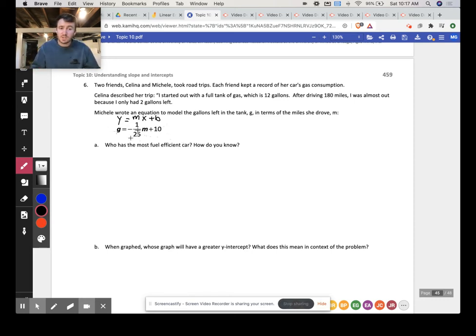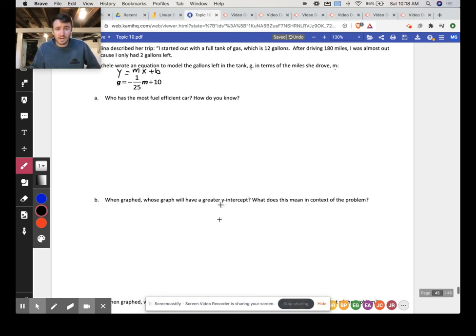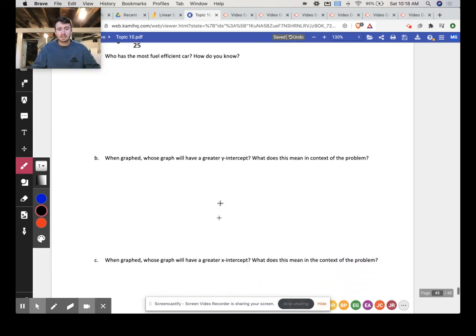I'll give you a hint. It has to do with something with the slope. But try to understand what it means with the G's and the M's and what those things are. When graphed, say, wait, where's the graph? You could try to graph it. See if you can. But if you don't want to graph, you can still deal with the y-intercept without the graph. But try to graph it. See what the picture looks like.